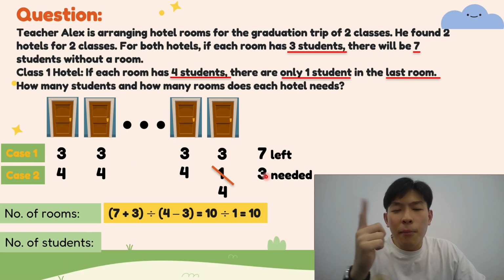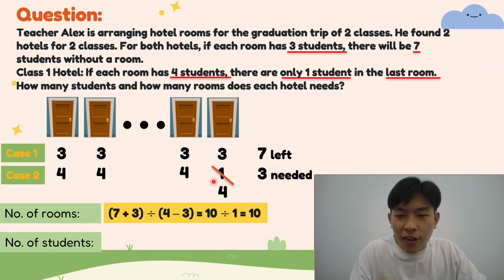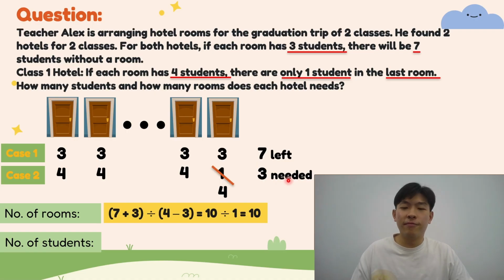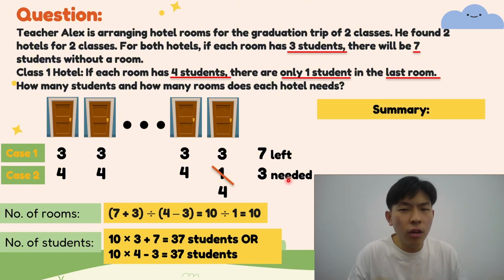10 times 3 plus 7. Perfect. Case 2, how do we find? 4 times 10 minus 3. Perfect. Very good. Now we have found the answer. So let's do a quick summary here. How do we solve this problem?